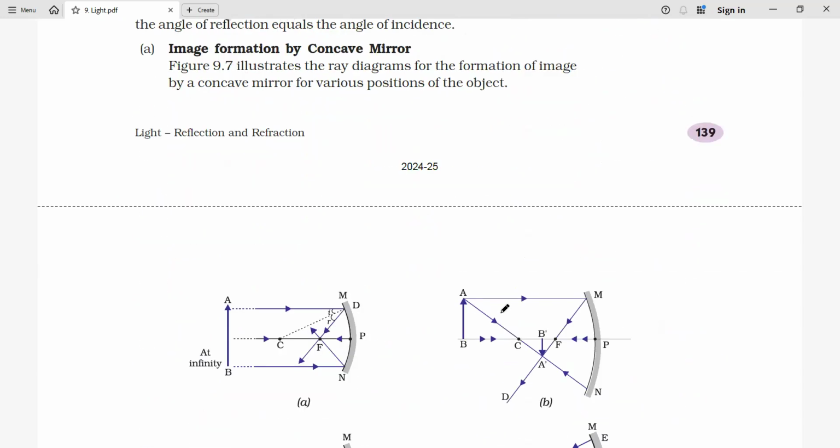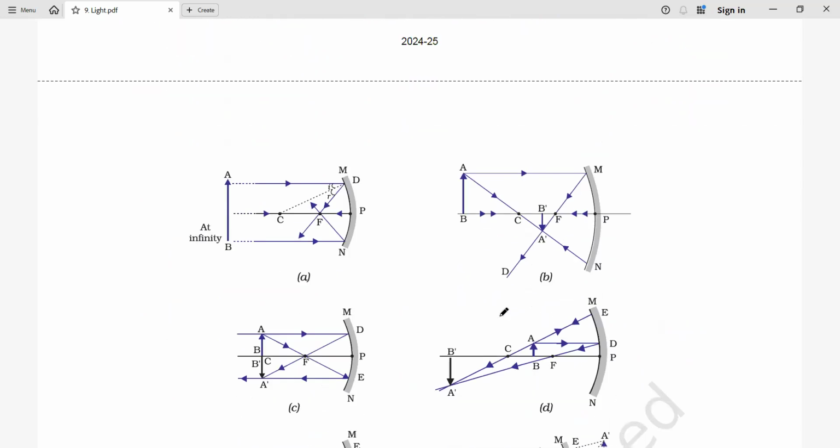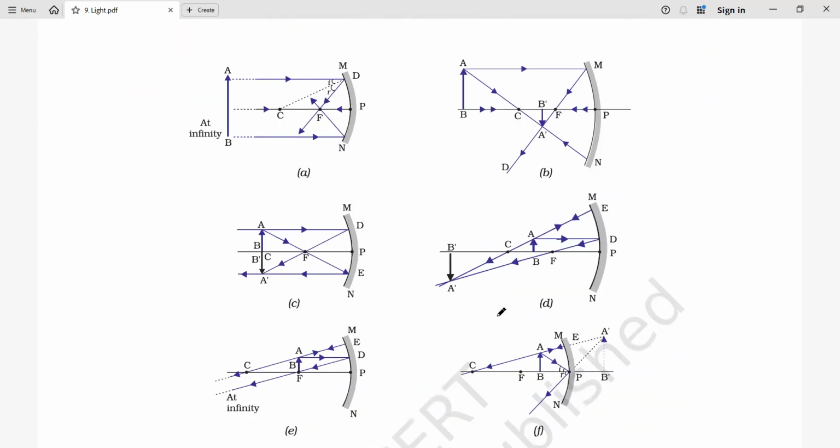Now you'll see the image formation for the different positions we have seen. This is the position where the object is at infinity. To draw the ray diagram, you have to take a minimum of 2 rays. We have seen 4 conditions for how to form the ray diagram, and here we have to consider at least 2. When the object is at infinity, all rays become parallel to the principal axis. After reflection, where do they go? They pass through the focus.